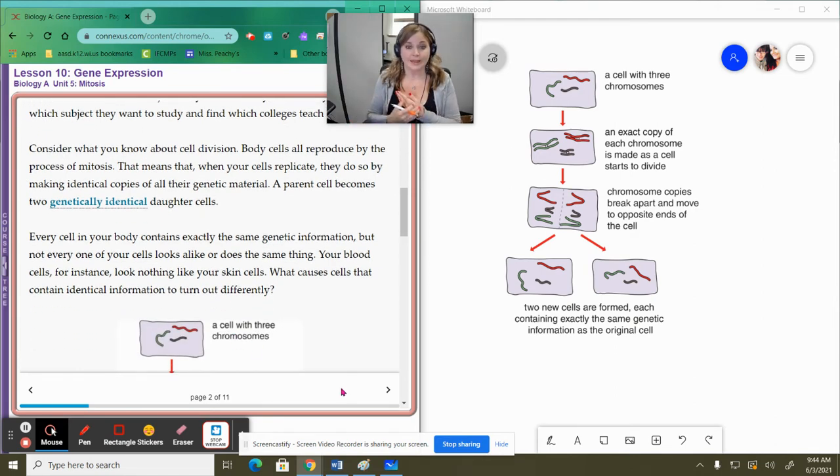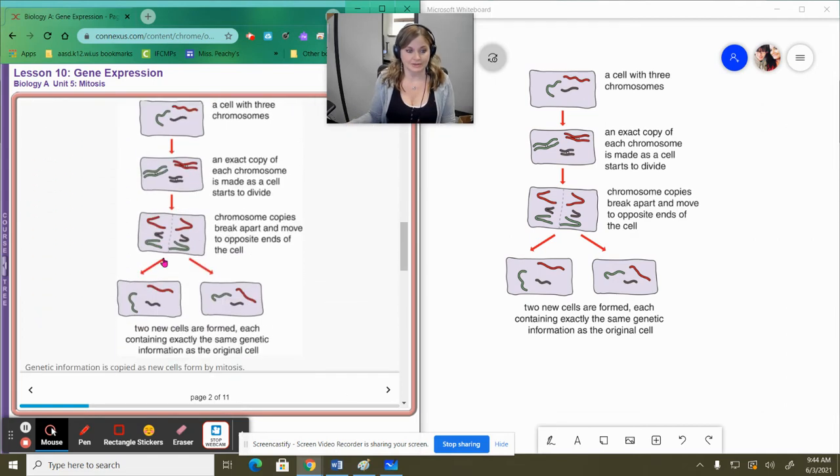For example, with my skin, I don't want a bunch of different cells in there. I want them all to be the same. I want a nice even layer of skin, right? So the cells are all genetically identical to each other.